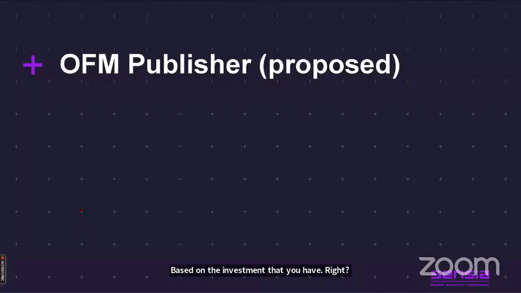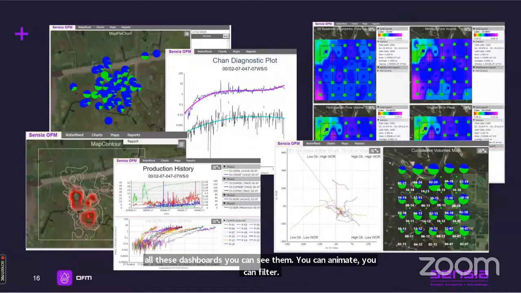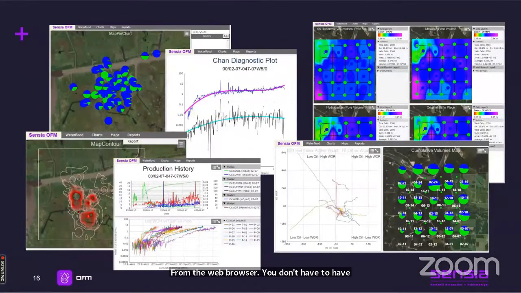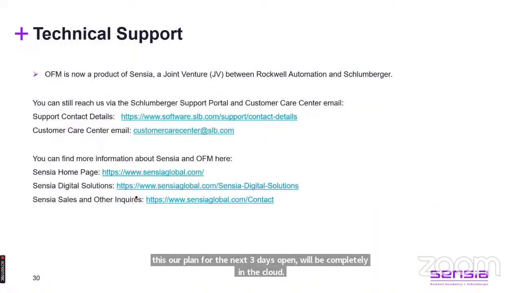Now this, in the next release, we can publish it in the cloud. So all this dashboard, you can see, you can animate, you can filter from the web browser, right? You don't have to have OFM to run these dashboards I just showed you. And this is our plan for the next releases. OFM will be completely in the cloud, but now we are doing it by phases.